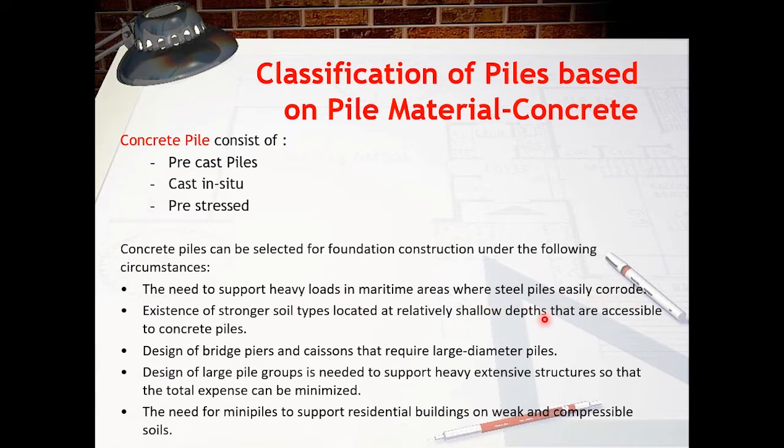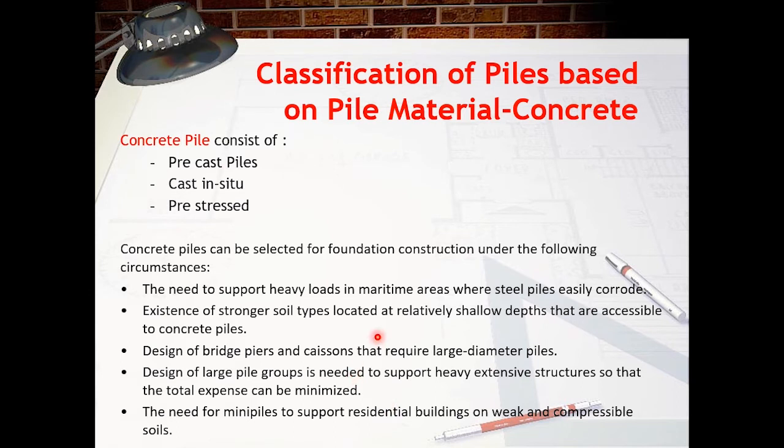So kalau pakai materials contohnya seperti steel, dia lebih senang terhakis. Jadi kita boleh opt untuk guna concrete. Existence of stronger soil types located at nearly shallow depth that are accessible to concrete piles. Design of bridge piers and caissons that require large diameter piles. Design of large pile groups is needed to support heavy extensive structures so that the total expense can be minimized.